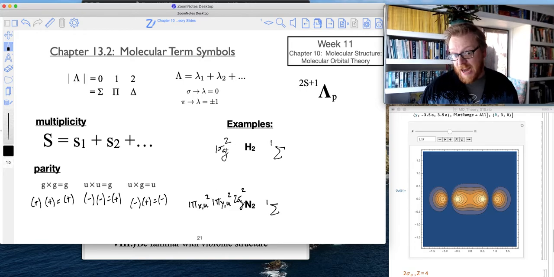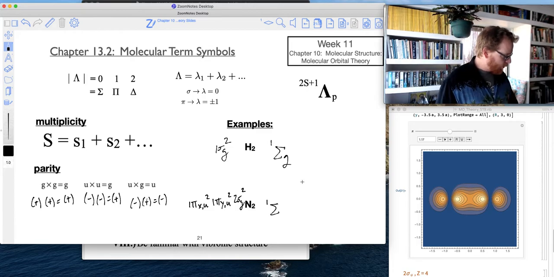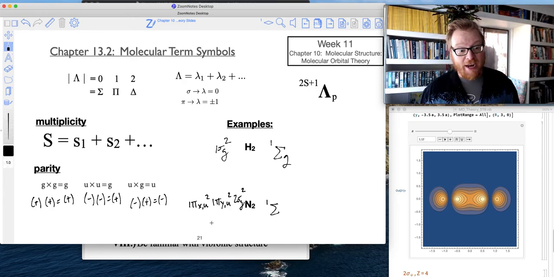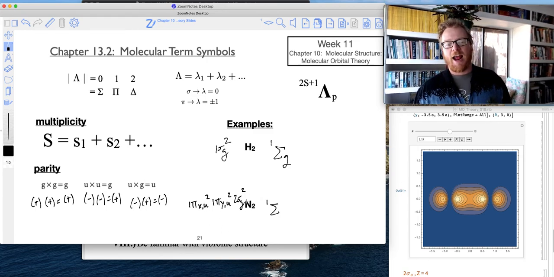Well, check it out. H2 has 2 sigma G electrons. G times G is G. So that's a 1 sigma G. And then what about nitrogen? Technically it's got a U times a U here, which is a G, and a U times a U here, which is also a G, and a G times a G. So it's also a 1 sigma G.